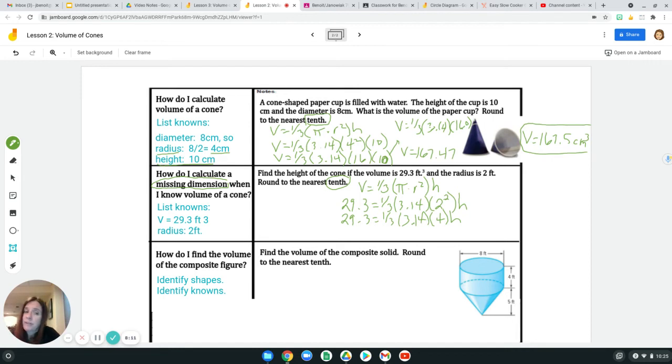So I'm going to, in my calculator, do 3.14 times 4 and then divide by 3. So 3.14 times 4 is 12.56. And divide that by 3, I get 4.19. So 4.19H. I'm going to divide both sides by that coefficient of 4.19. And we'll get our height is equal to approximately 7 feet.